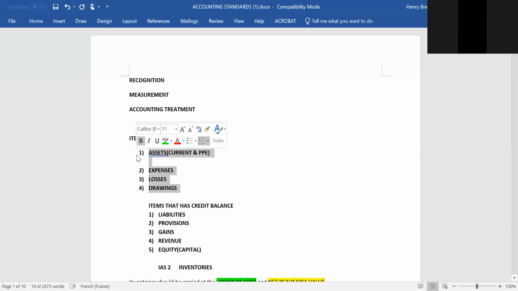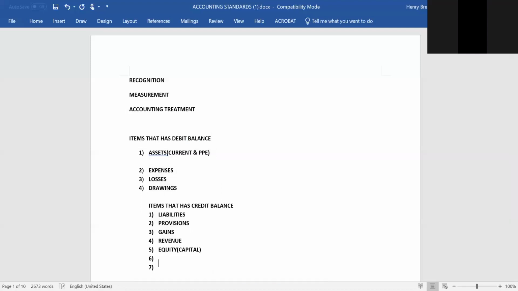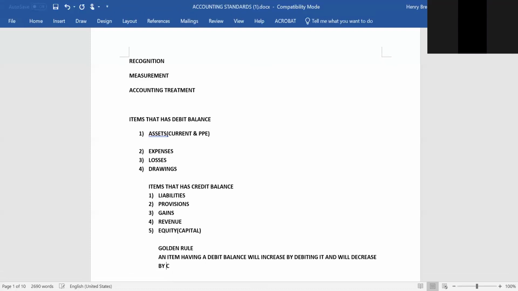The golden rule in accounting is that an item which is having a debit entry is going to increase by debiting it, and it will decrease by what? Crediting it. So there's a golden rule. Golden rule states that item having a debit balance will increase by debiting it and will decrease by crediting it.